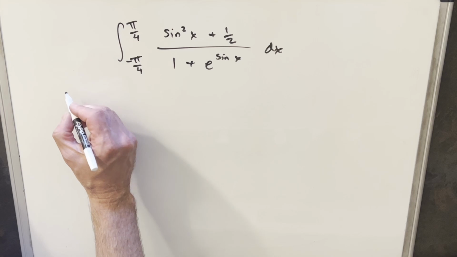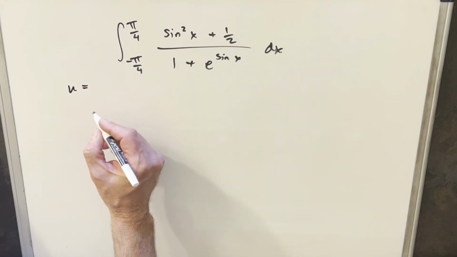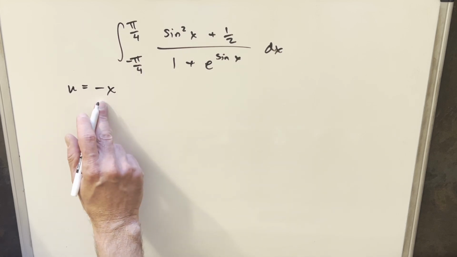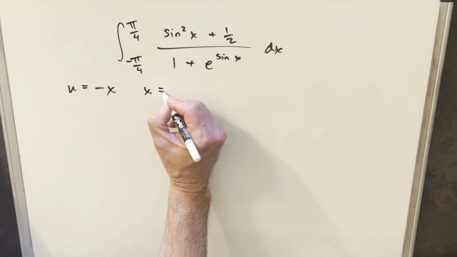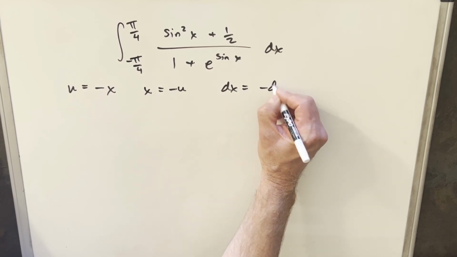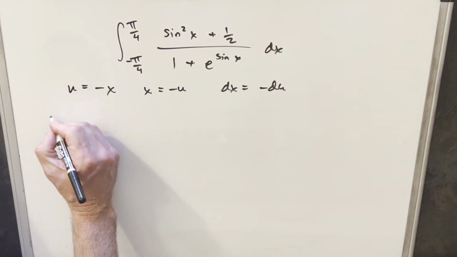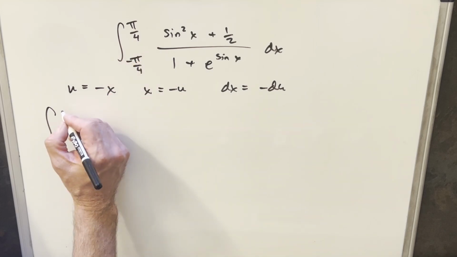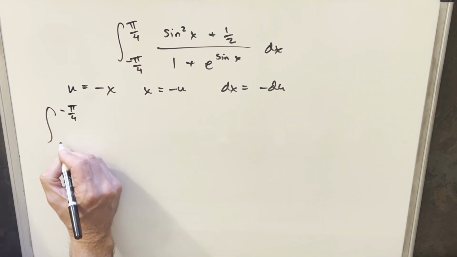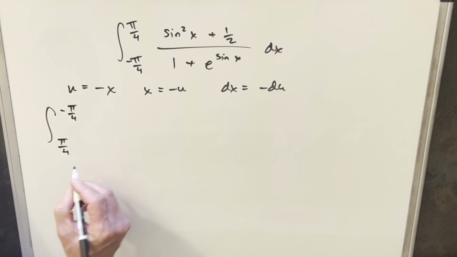What I'm going to do to start is a u substitution. This is pretty good a lot of times when you have symmetric bounds. So we'll do u equals minus x, and therefore x is minus u, and dx is minus du. And then we'll make this substitution. It's just going to change the sign of the bounds, so now we're going from pi over 4 to minus pi over 4.